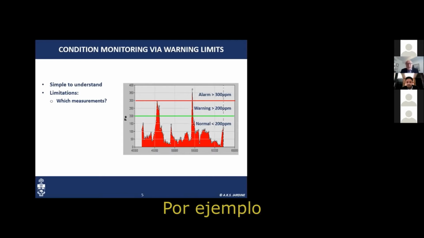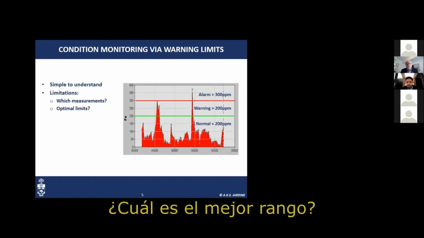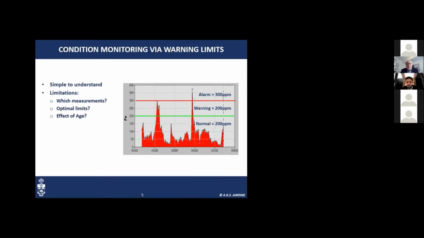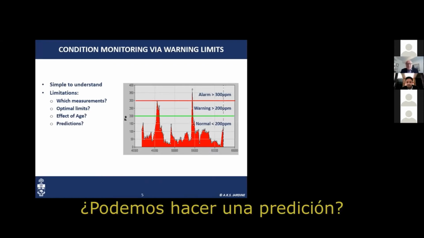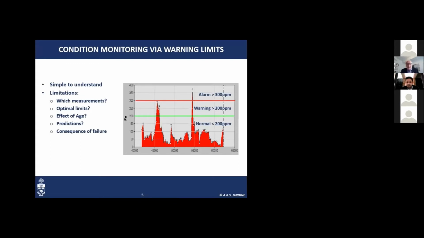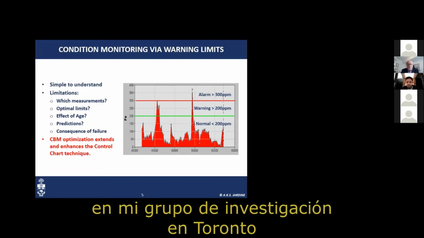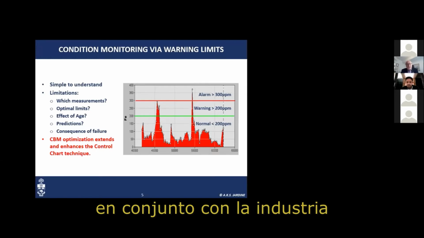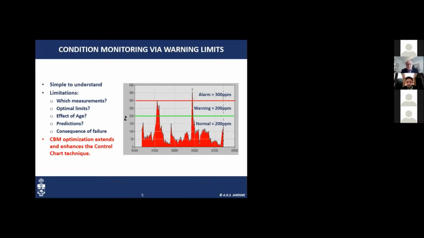For example, which measurements should we really pay attention to? What are the best limits? What's the effect of age? Can we make a prediction? What about the consequence of a failure? And because of these limitations, what we have developed in my research group at Toronto, along with industry, is a tool that just extends that control chart procedure, which we'll see next.